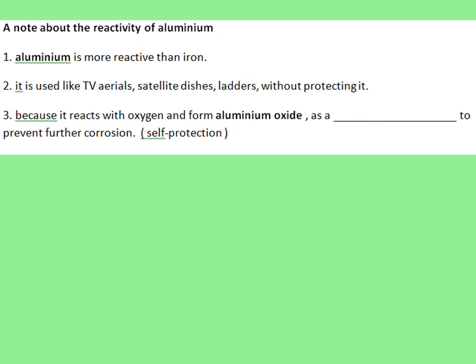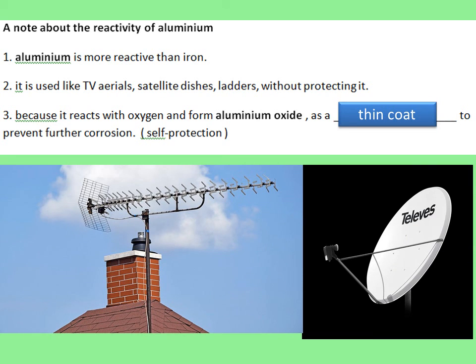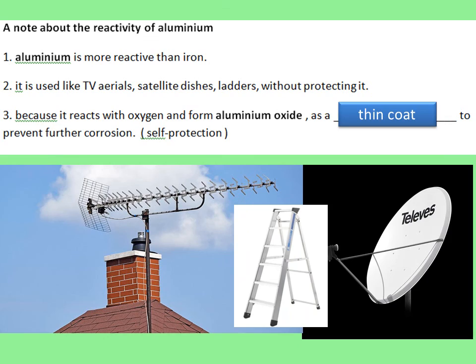Okay, lastly, aluminium is more reactive than iron. Aluminium, number 2, is used to make TV aerials, satellite dishes, ladders without protecting it. Because it reacts with oxygen and forms a very thin coat of aluminium oxide. So this thin coat of aluminium oxide will protect itself, okay, to prevent further corrosion. Aerial and the satellite, ladder.